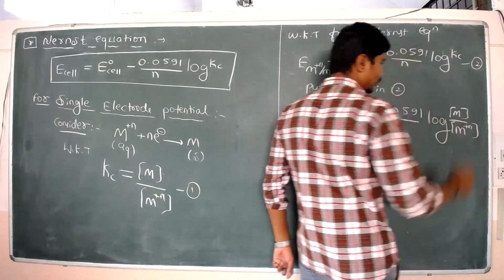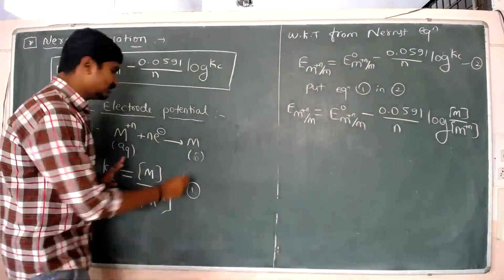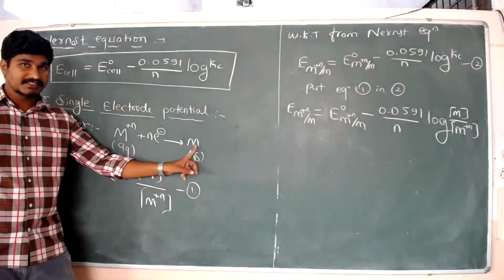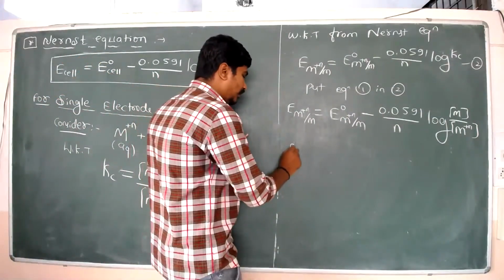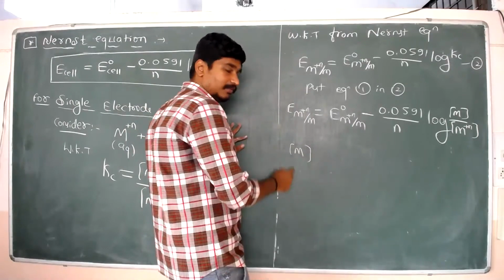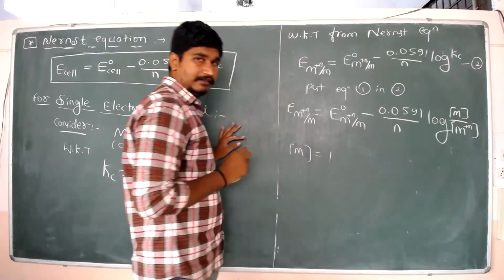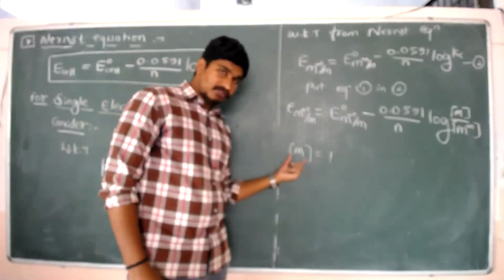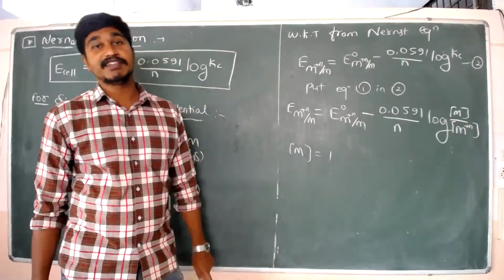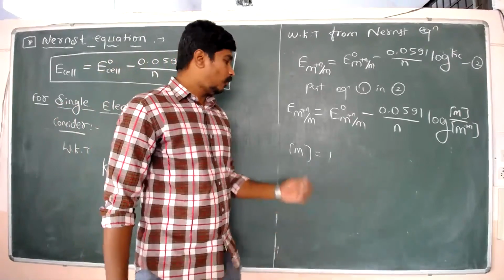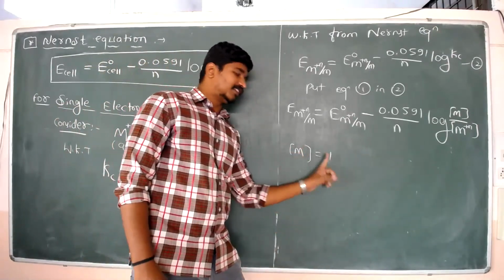Metal by metal ion. If you see the reaction, here the metal is solid. Now we will see first the concentration of solids, that is, the metal. I am taking it as unit 1. The concentration of the solid in the Nernst equation, I am taking as 1. Why am I taking 1? Why is the concentration of solids equal to 1?